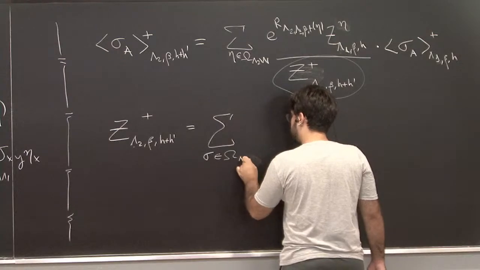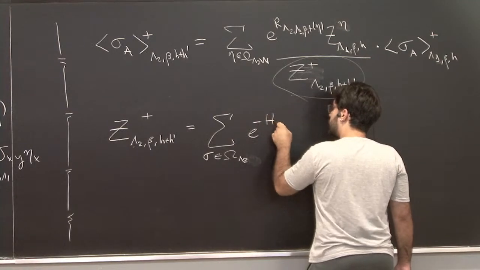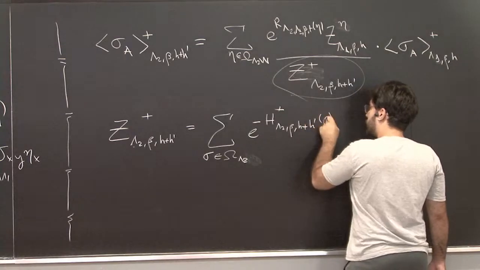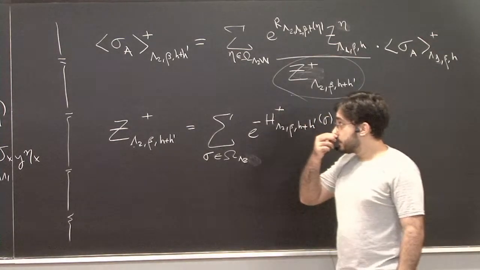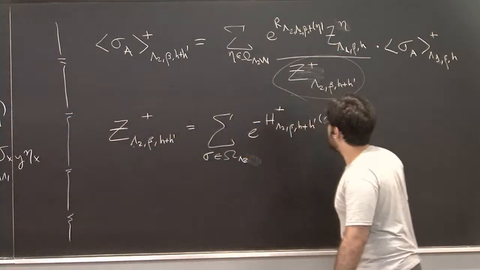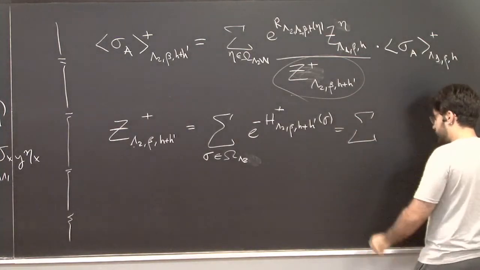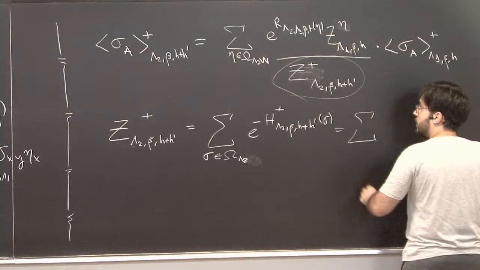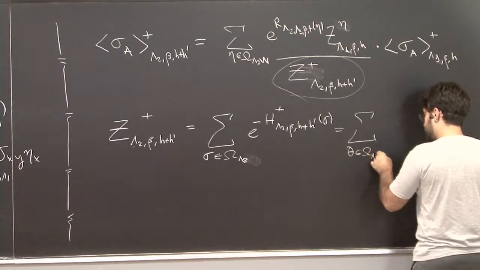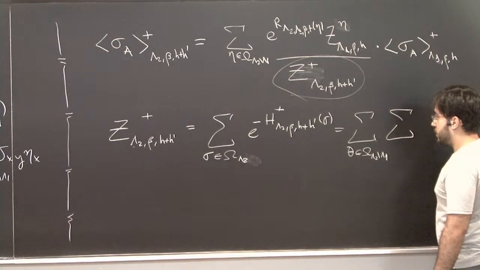Sorry, lambda 2, exponential of minus h with the plus boundary theta h plus h prime calculated at sigma. Okay? But now we can use a similar decomposition, right? So this can be written as something like the sum over all theta, let's say, okay.